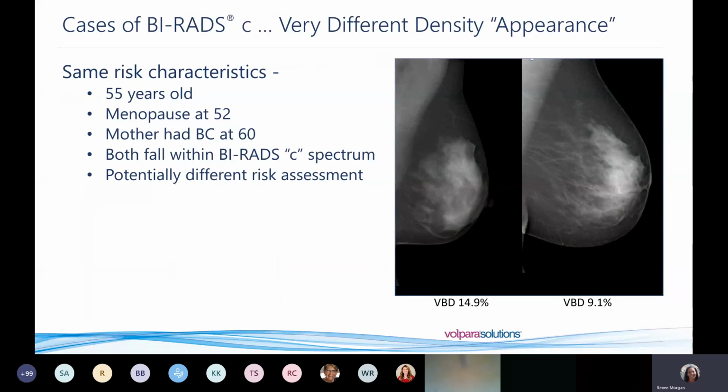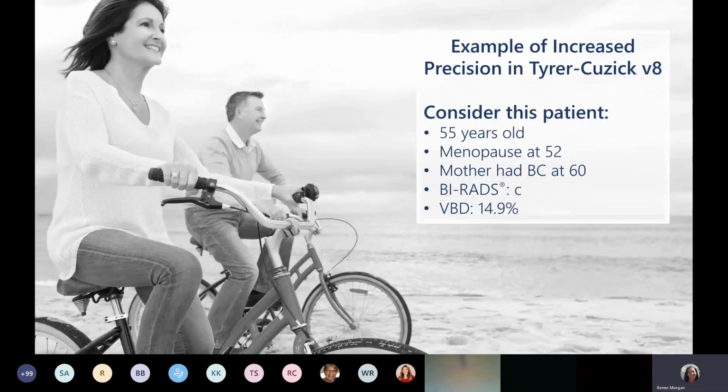Let's dive deeper here. We see 2 patients here with the same risk characteristics, both 55, went through menopause at 52, had a mom with breast cancer at 60, and they both fall into that BI-RADS C spectrum, but they have very different density appearances and potentially different risk assessments, where one is a lower C at 9.1% volumetric breast density percent, and the other woman has a high volumetric breast density percent at 14.9. We'll talk about how we can use Tyrer-Cuzick 8 to give a more precise risk assessment for that patient.